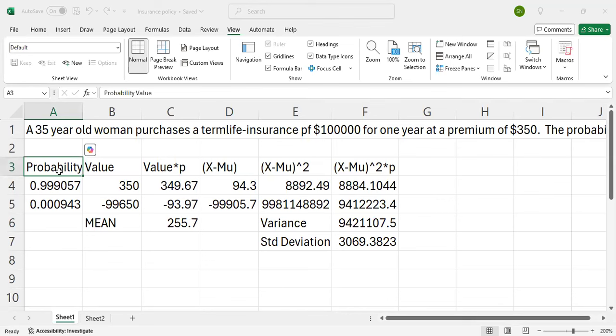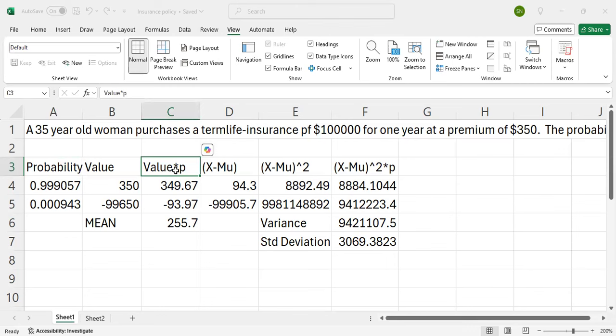Okay. So the probability that the woman will live after 1 year is 0.999057. In that case, the insurance company gets $350. They do not have to give $100,000 to the woman's beneficiary. So the first column is the probability value. The second column is the value of the particular event where the insurance company does not have to pay. Next column, the third column, column C, is the value times the probability of that happening.